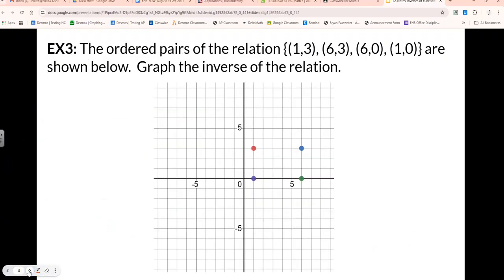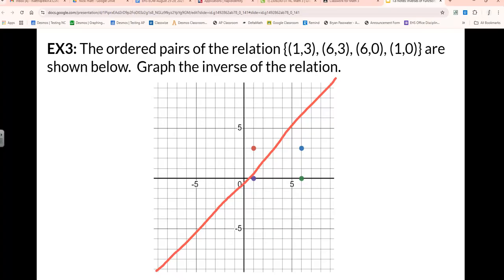Nope, don't back up. We're going to do this last one. Okay? If I am going to graph the inverse of this, I've got these points, 1, 3, 6, 3, 6, 0, 1, 0. You can think about flipping it, but to me it's very hard to picture that, right? Because this line right here is going to go through the graph. It's really hard for me to picture flipping that.